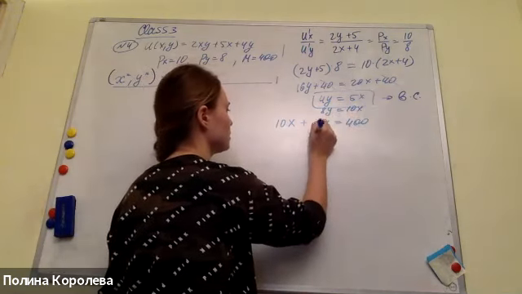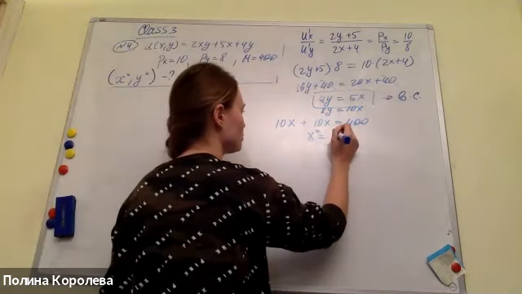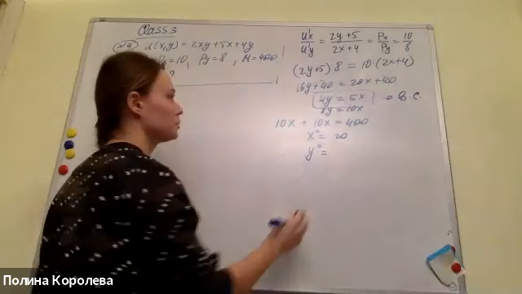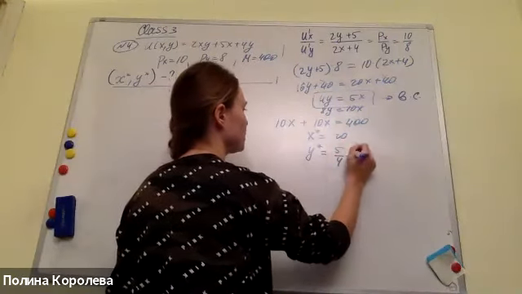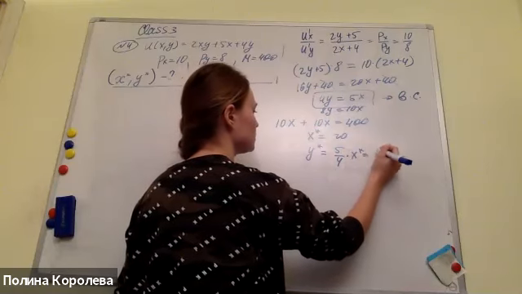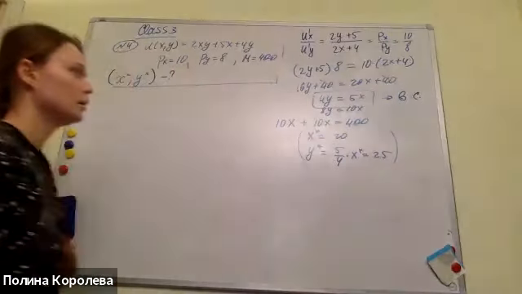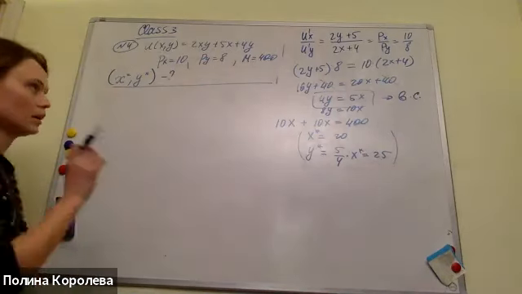From here, we find that the optimal amount of x is how much? 20. The optimal amount of y equals 25. 5/4 multiplied by x star is 25. So this is our optimal point. This is the answer to our question. Guys, please, questions about this?